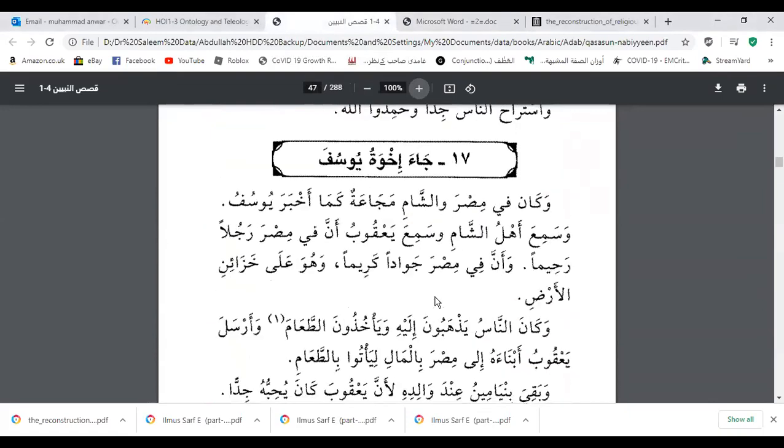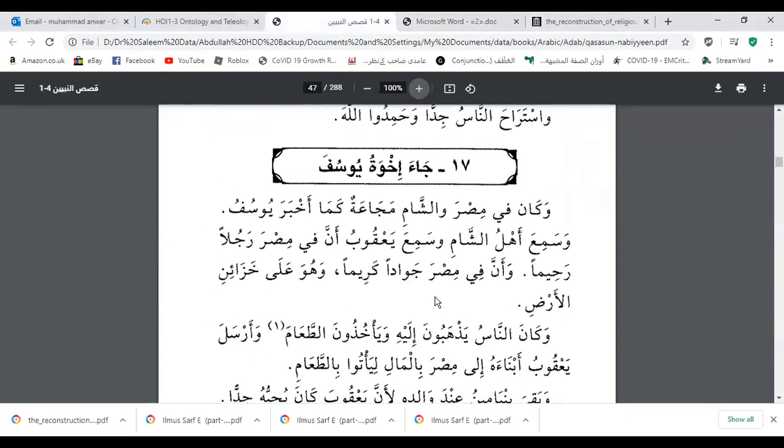Ja'a ikhwatu Yusuf in Qasas al-Nabiyyin. So the brothers of Yusuf alayhi salam came. Ikhwatu, brothers, is a plural of akhun. So the plural is ikhwan and ikhwatun. Innamal mu'minuna ikhwa. The rounded ta is not a feminine here, it is a sign of plurality. Sometimes you have rounded ta as a sign of plurality as well.